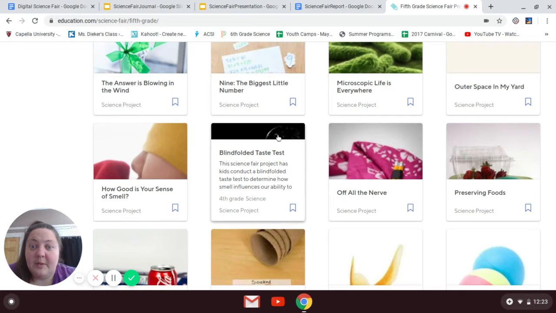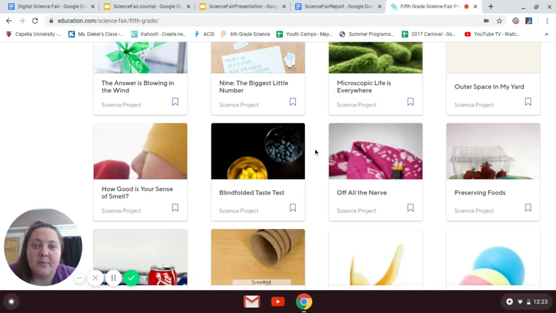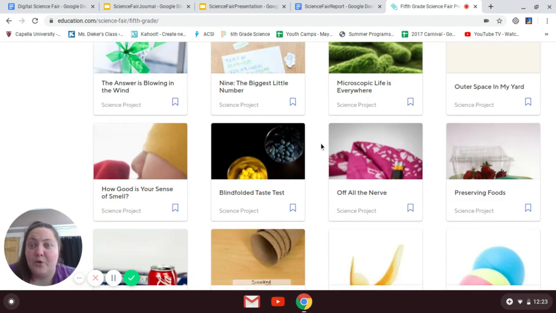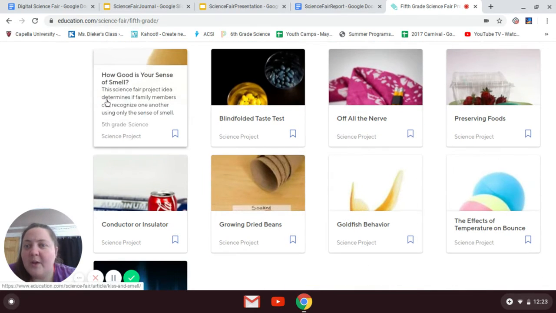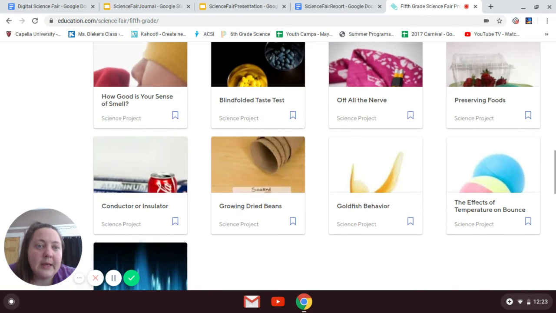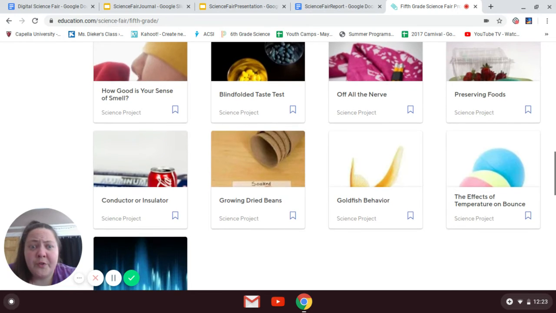Same thing, the blindfolded taste test is very similar. So this is something you could do, these two, sense of smell, sense of taste, with what you have at home, just the food items that you have at your house right now. Or even sense of smell, it could be lotions or things like that. Let's see. Preserving food, that's another one that has to do with food that you could do at your house. Conductors and insulators is something you can do at your house, because if you have aluminum foil and you have a pan and you have a soda can, you could do that project.